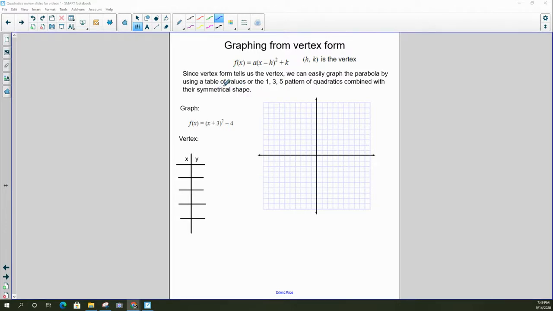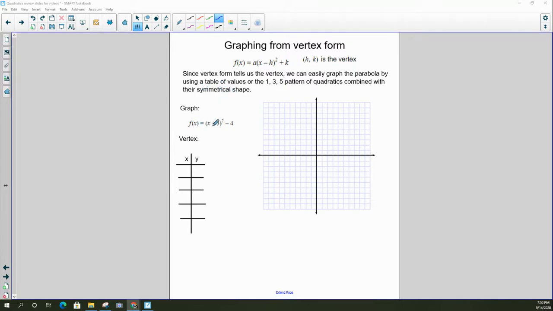And then we have two options to get the other points. We can make a table of values, or we could use the pattern of 1, 3, 5, and then combine that with our a, stretching and compressing the 1, 3, 5, and then we know that everything's symmetrical. It should be pretty easy to graph.